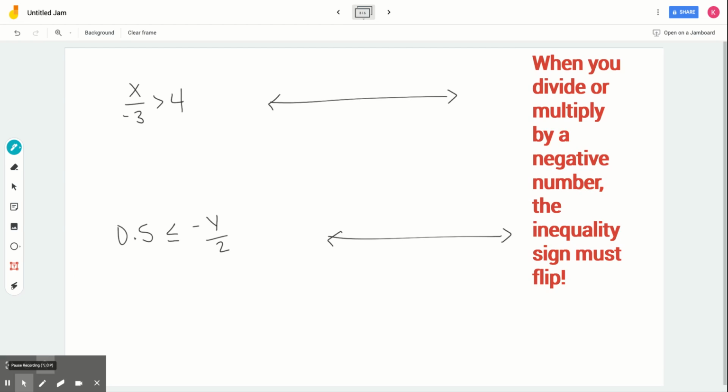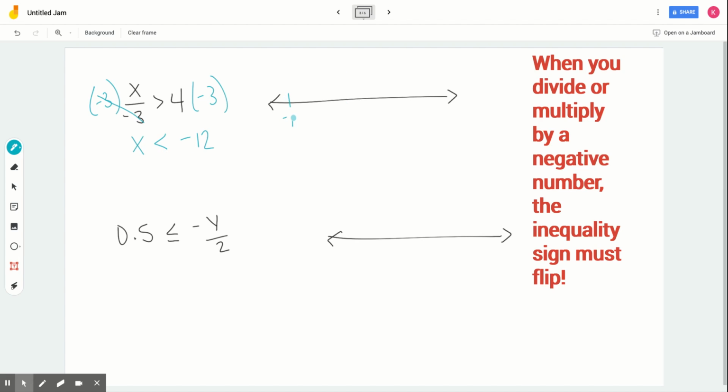As we look at the first one, we see that x is being divided by -3. The opposite of dividing by -3 is to multiply. Since we're multiplying by a negative number, the inequality sign will flip directions. So when we multiply and divide by -3, they cancel and we have x. 4 times -3 is -12. So the solution to this inequality is x is less than -12.